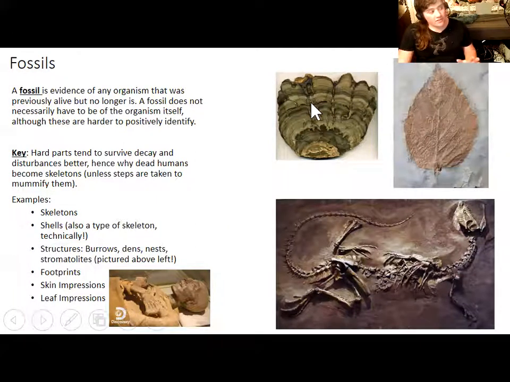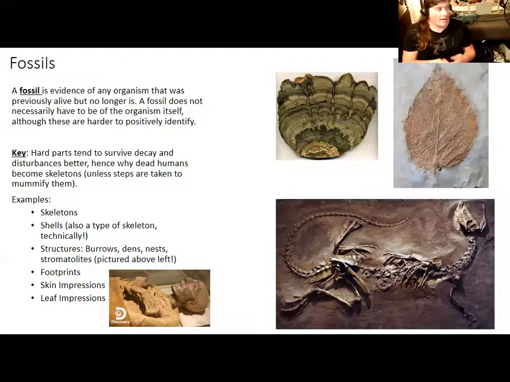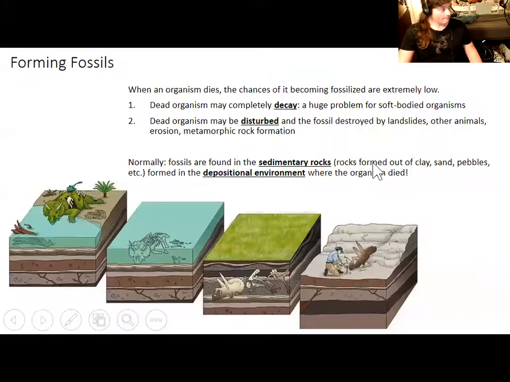And impressions are often the only way we know about animals that don't have hard parts, or how we can see the anatomy of, say, the soft parts of a clam, where we would normally just have the shell. We don't get those as often. We usually have to have exceptional preservation conditions to have much in the way of fossil impressions.